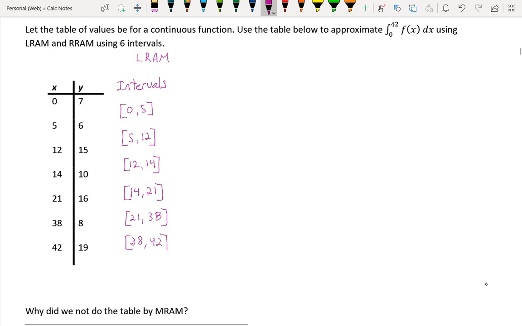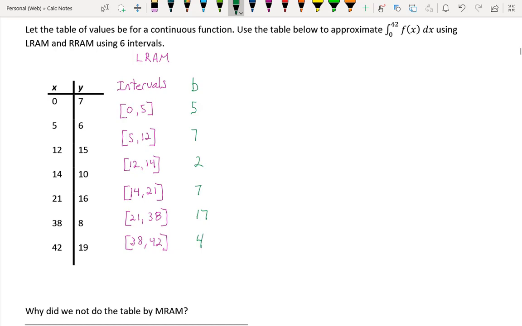Now, why is that important? Because it changes the bases on your problems here. So doing LRAM here, we would have a base. I'm going to start by listing all the bases. 0 to 5 gives me a base of 5. 5 to 12 gives me a base of 7. 12 to 14 is 2. 14 to 21 is 7. 21 to 38, holy cow, that's 17. And 38 to 42. So that's the base.